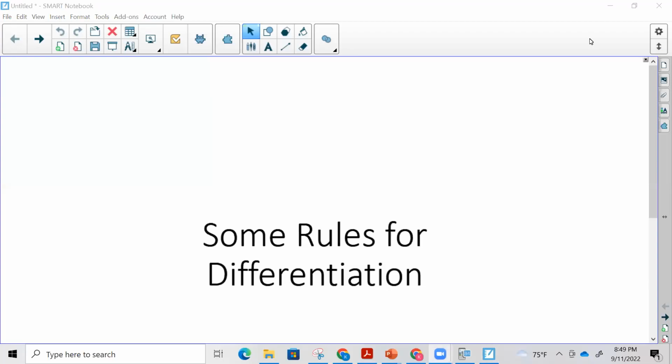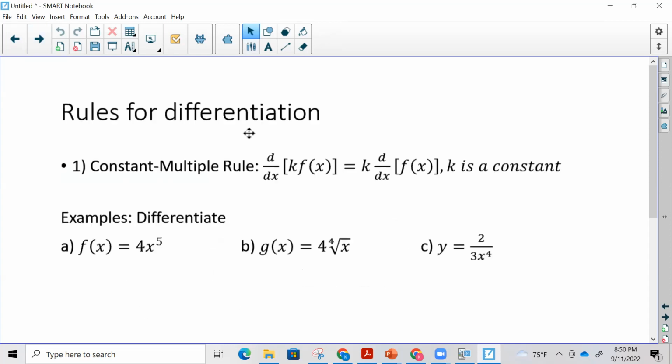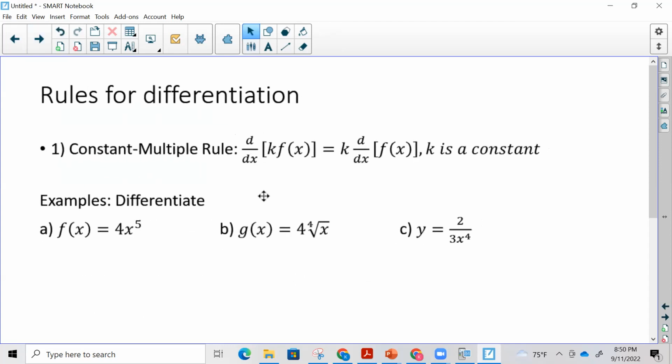So in this video, we are going to look at a few basic rules for differentiation involving the power rule. And we kind of did some of this already when we did the power rule. So the constant multiple rule is that if we're taking the derivative of a constant times a function f of x, we can pull out the constant, and then take the derivative of f of x and just multiply it by the constant.